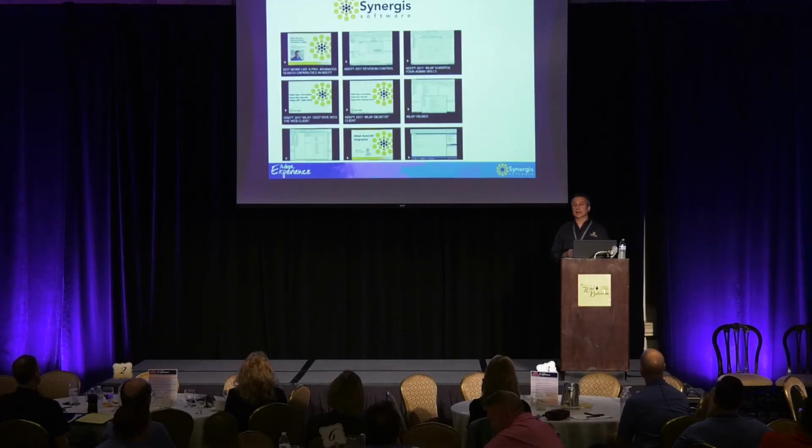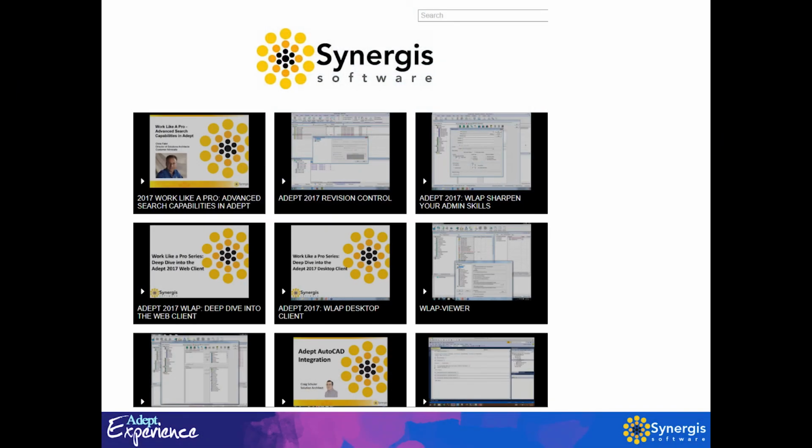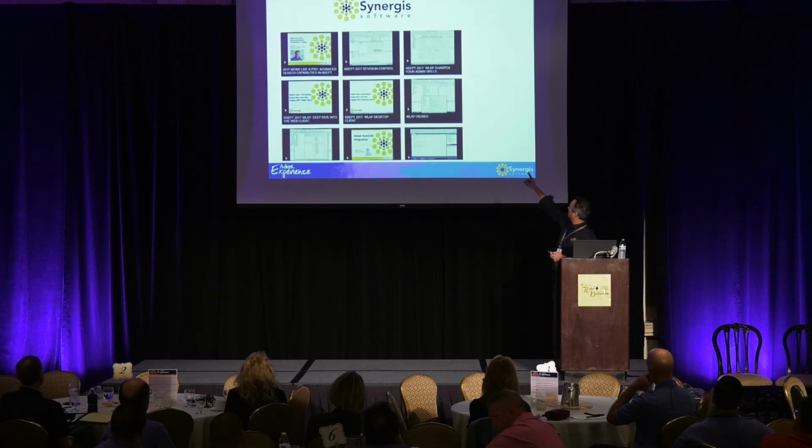And you will then see a display similar to this, where there'll be a whole bunch of Work Like a Pro specific topics that are about 20 minutes to half an hour, that focus on just one thing that you guys have asked us to go a little deeper on. And we would like some more ideas. So if you come up with different ones, please let us know. The ones that we're seeing here are some advanced search capabilities, revision control, admin skills, deep dive into the web client, desktop, viewer. So we pick a new topic each time, and some of these we've actually come back around and updated for other users, but these are all available for you guys to use for your user community as well.